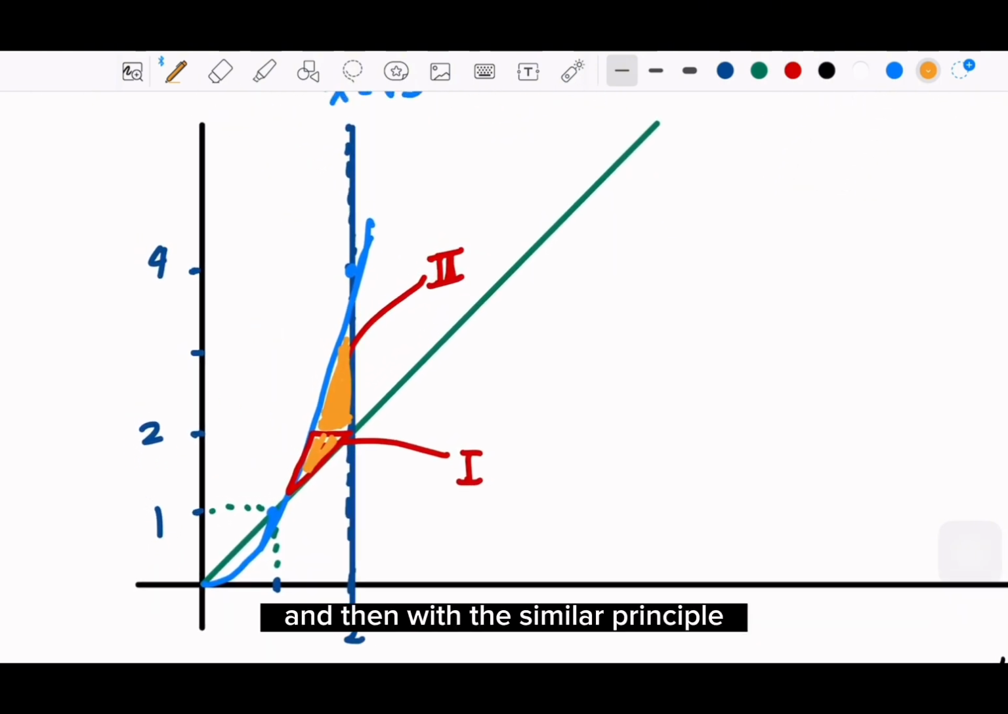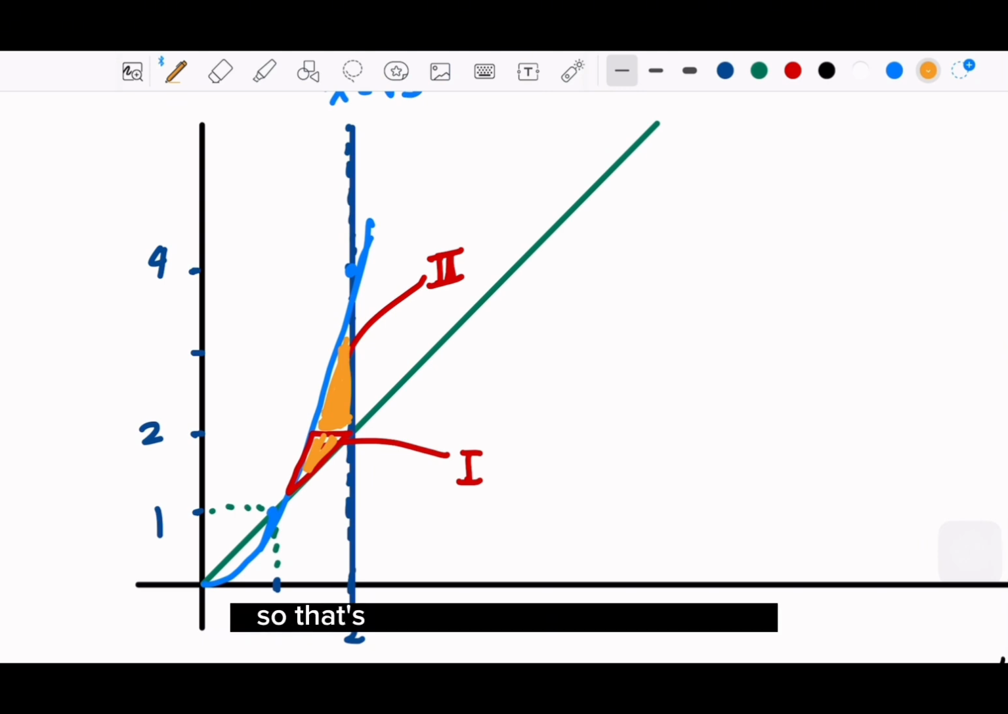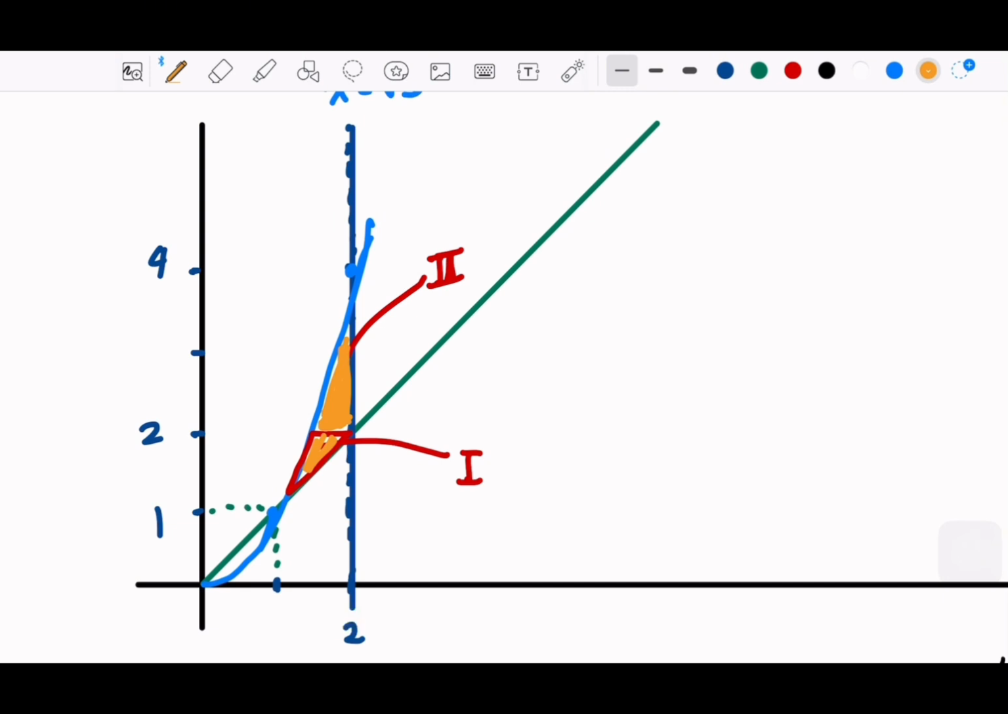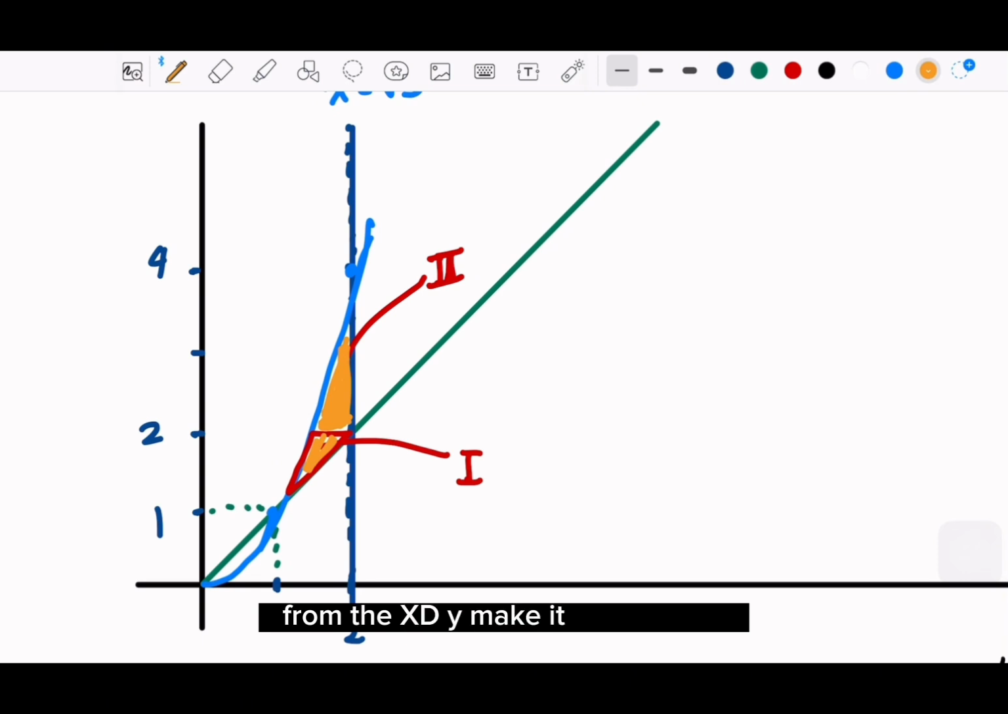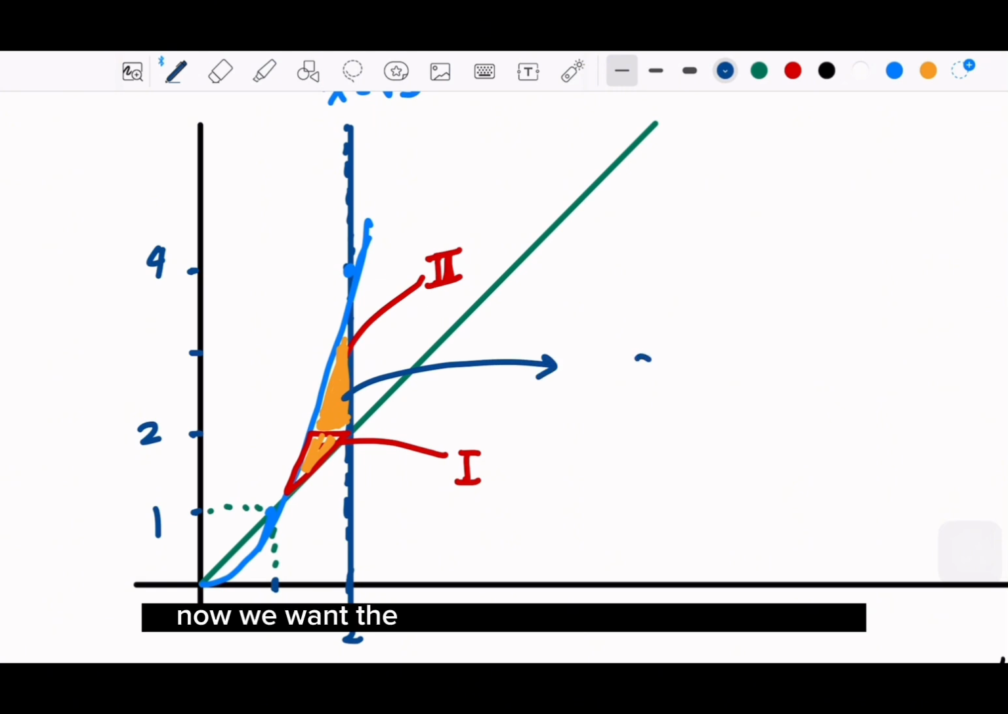And then with the similar principle, first you check the integration. If it doesn't make sense, perhaps you need to switch the dx dy. So that's what we are going to do now. And then we are going to make it, from dx dy, into dy dx. And I think it's better, right? From 2 regions, we now have only 1. Okay. So we could see from here. Now we want dy dx. Okay, we want dy dx.